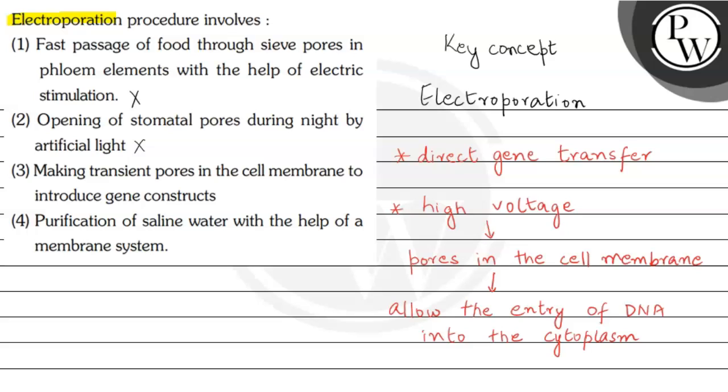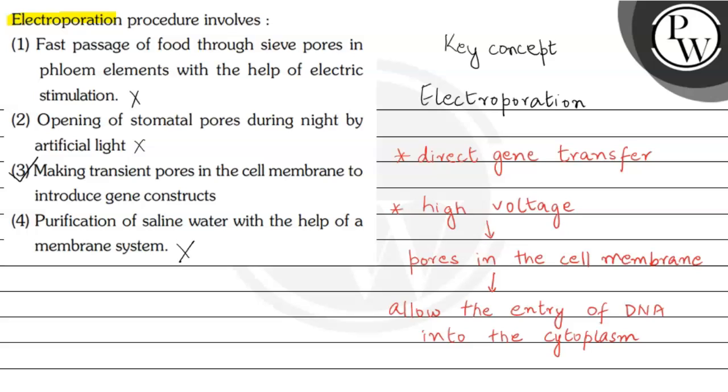The third statement says making transient pores in the cell membrane to introduce gene constructs. So this is the correct statement because we are making transient pores with the help of electroporation in the cell membrane of the target cell, so that that ensures the transfer or the entry of the gene into the host or the target cell. Now, the fourth option says that purification of saline water with the help of membrane system.